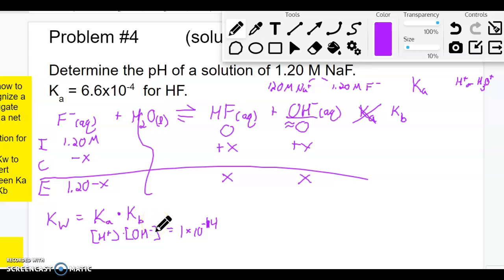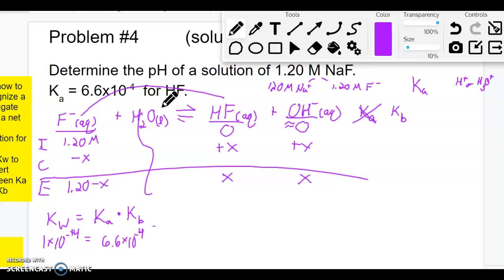And so here's what we're going to do. We know 1 times 10 to the negative 14th is equal to my Ka, which is 6.6 times 10 to the negative 4th. The only time that you can really convert between Ka and Kb is if you're dealing with equations of your conjugate pairs. So this is relating HF and F minus. That's my conjugate pair. Yeah, I can do that for this. And times my Kb. So I need to solve for Kb, and it's done by dividing each side by 6.6 times 10 to the negative 4th.